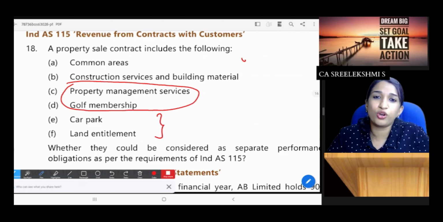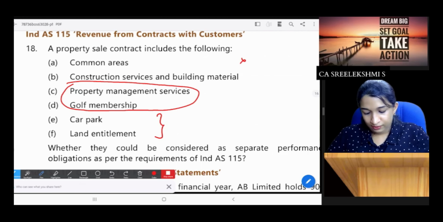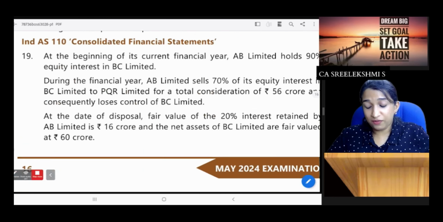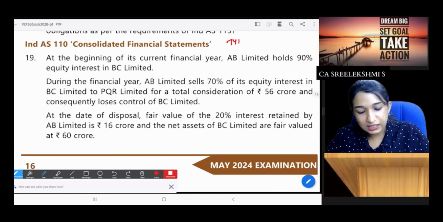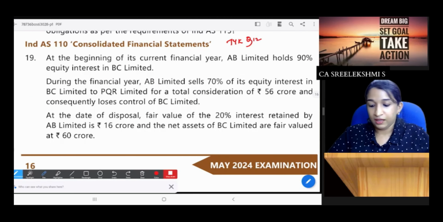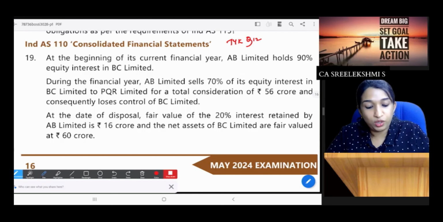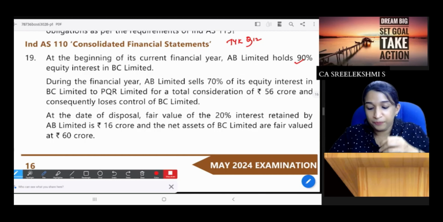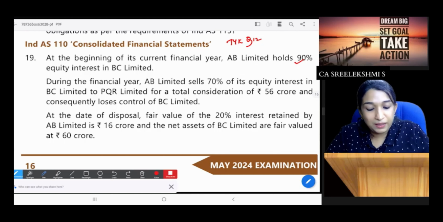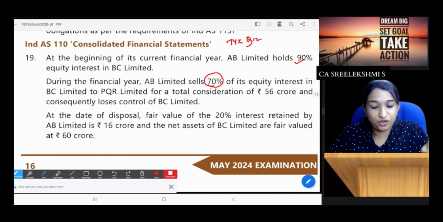Maybe. These two are not separate PO. Okay. Then, Ind AS 110. This is the same test your knowledge question number 12. At the beginning of the current financial year on Ind AS 110, AB Limited holds 90% equity interest in BC. During the financial year, AB Limited sells, partial disposal with the loss of control.